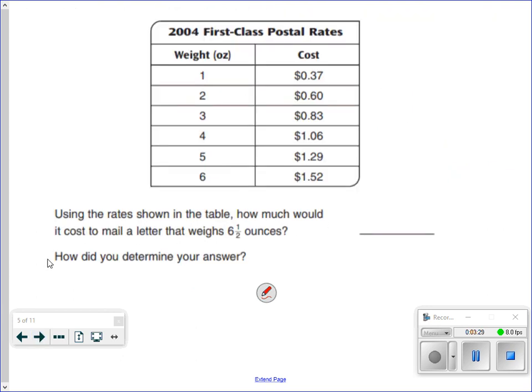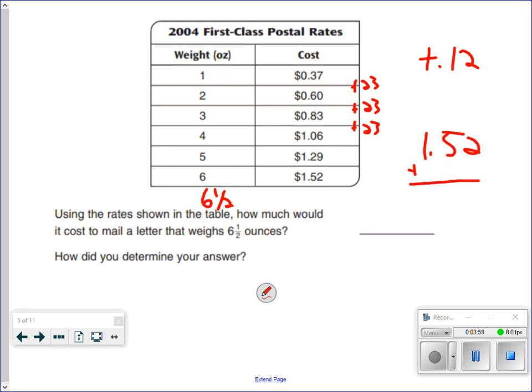Kind of problem solving with this. Using the rates shown on the table, how much would it cost to mail a letter that weighs 6.5 ounces? Well, as you can see, everything's going up by 23 cents, plus 23, plus 23, plus 23. 6.5 would be right here, okay? 7 would be another 23. So remember that half mark would be about 12 cents, right? So let's add 12 cents too. $1.52 plus 12 cents would be $1.64. That's how much.